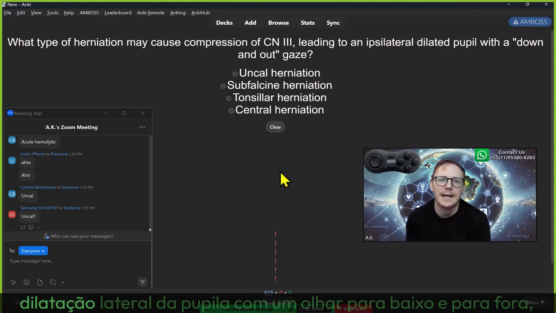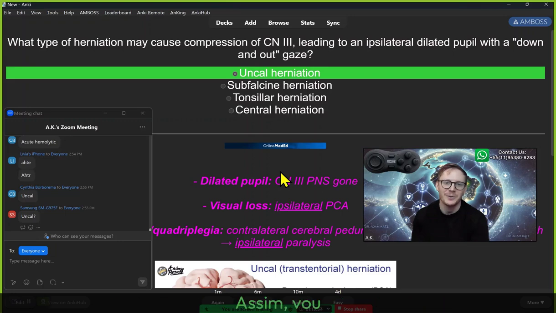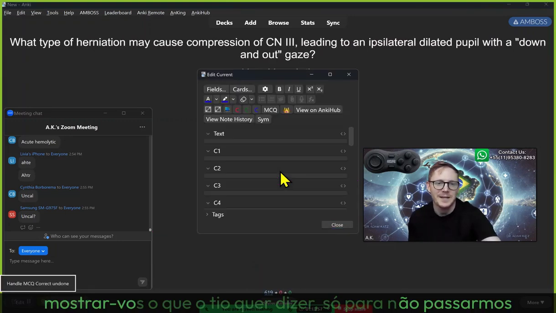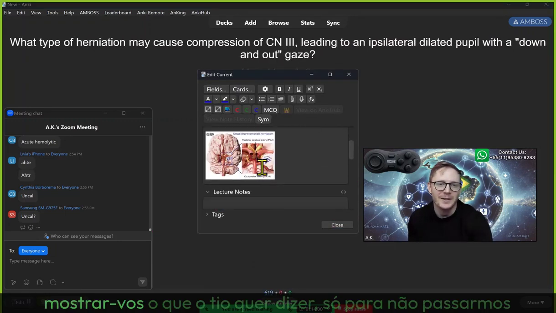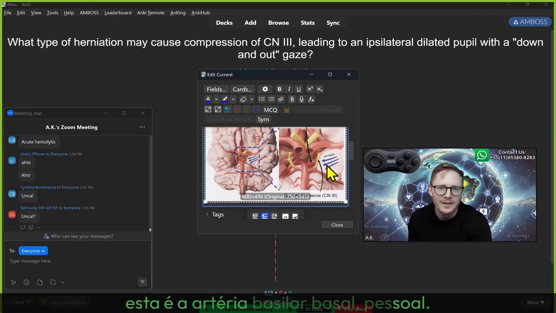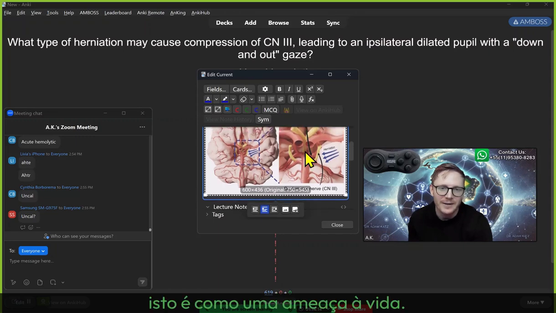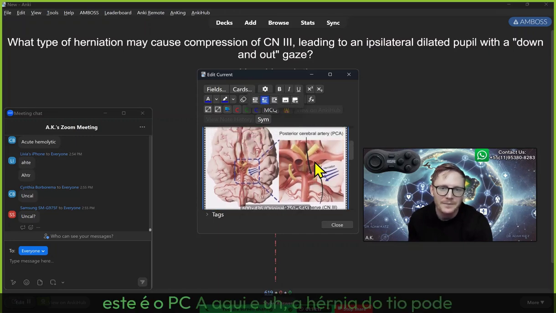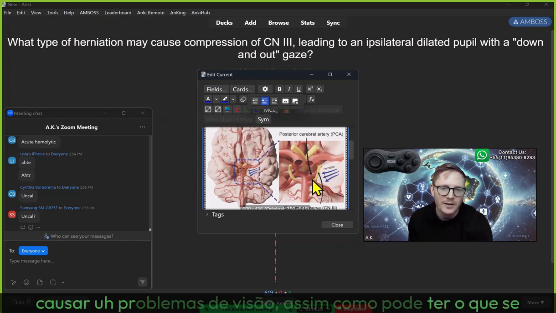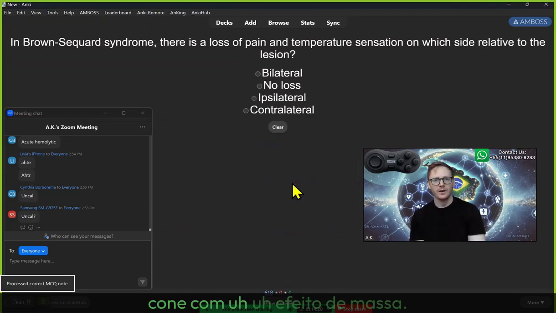Uncal, you're saying, what type of herniation may cause compression of cranial nerve 3, leading to ipsilateral dilated pupil with a down and out gaze? Uncal, right? Uncal herniation. So the location of that is very visual. So I'm going to show you what uncal means, just so we don't rapidly go from one thing to the next, because I love this image. So you see the uncus, and this is the basilar artery, guys. If you got a thrombus here, that's where it would be. That's very life threatening. This is the PCA here, and the uncal herniation can cause problems with vision, as well as what's called coning with mass effect.